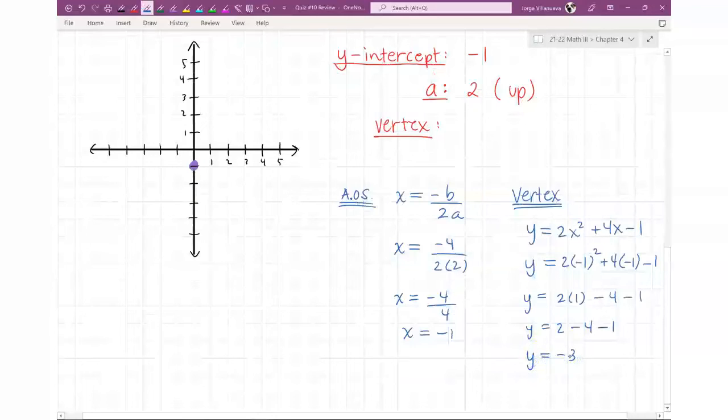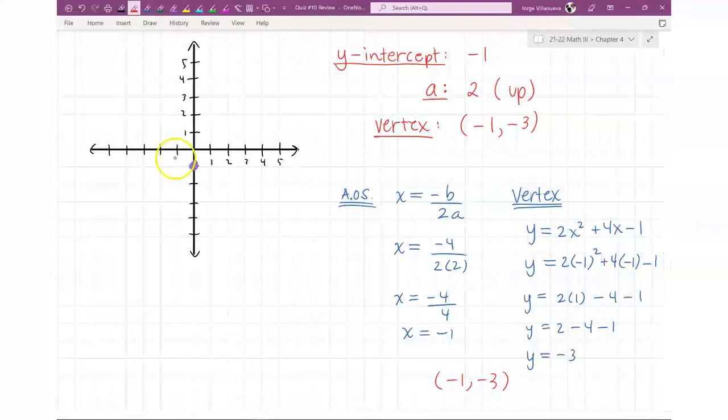You see that x and y value? That's going to be your vertex, okay? -1, -3. That's right here. So I'm going to go ahead and put that point on my graph. -1, -3 is right here. This is my vertex. That's the low point, and it's opening up, right? It's opening up. You see that purple dot? That's 2 units up and 1 unit over.